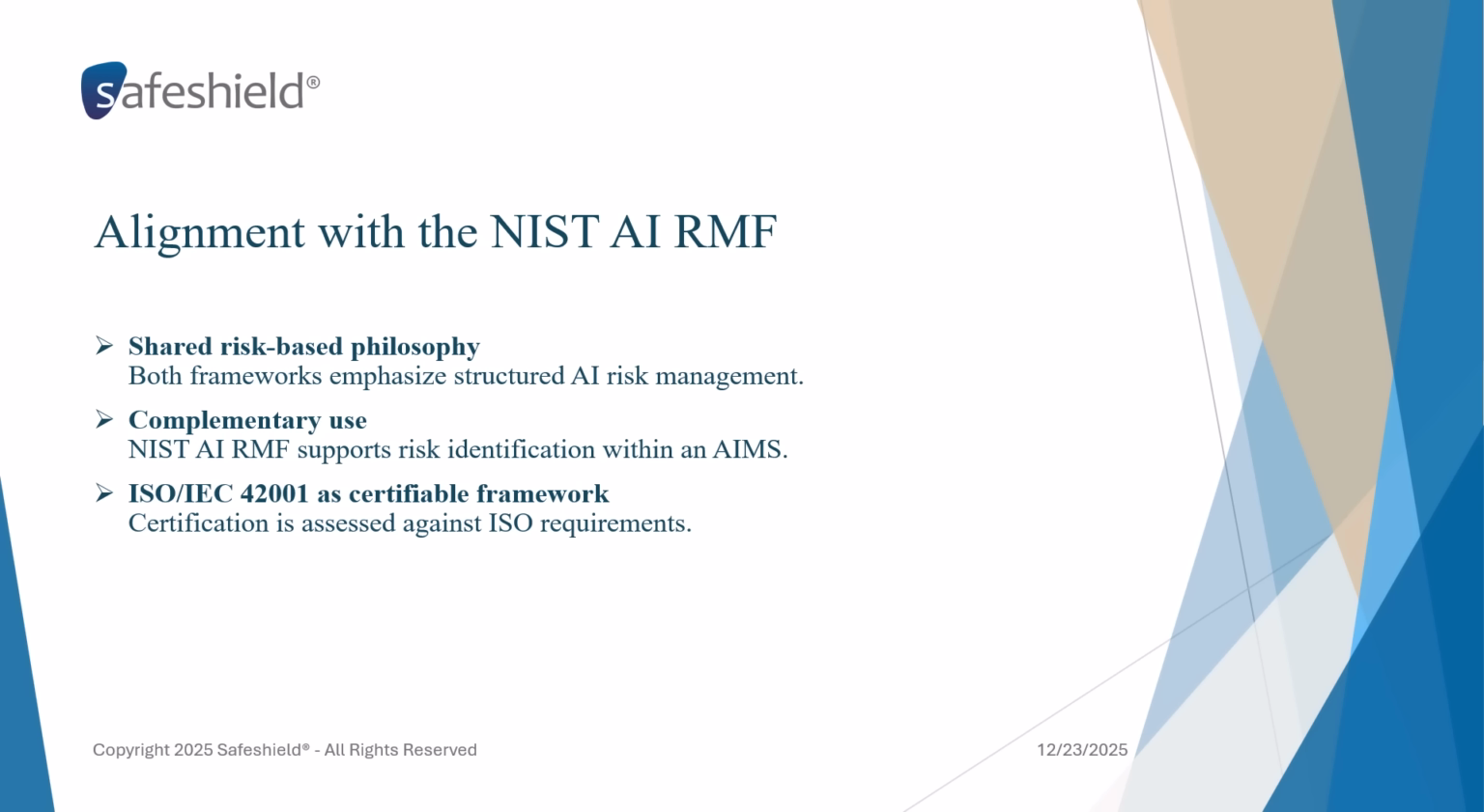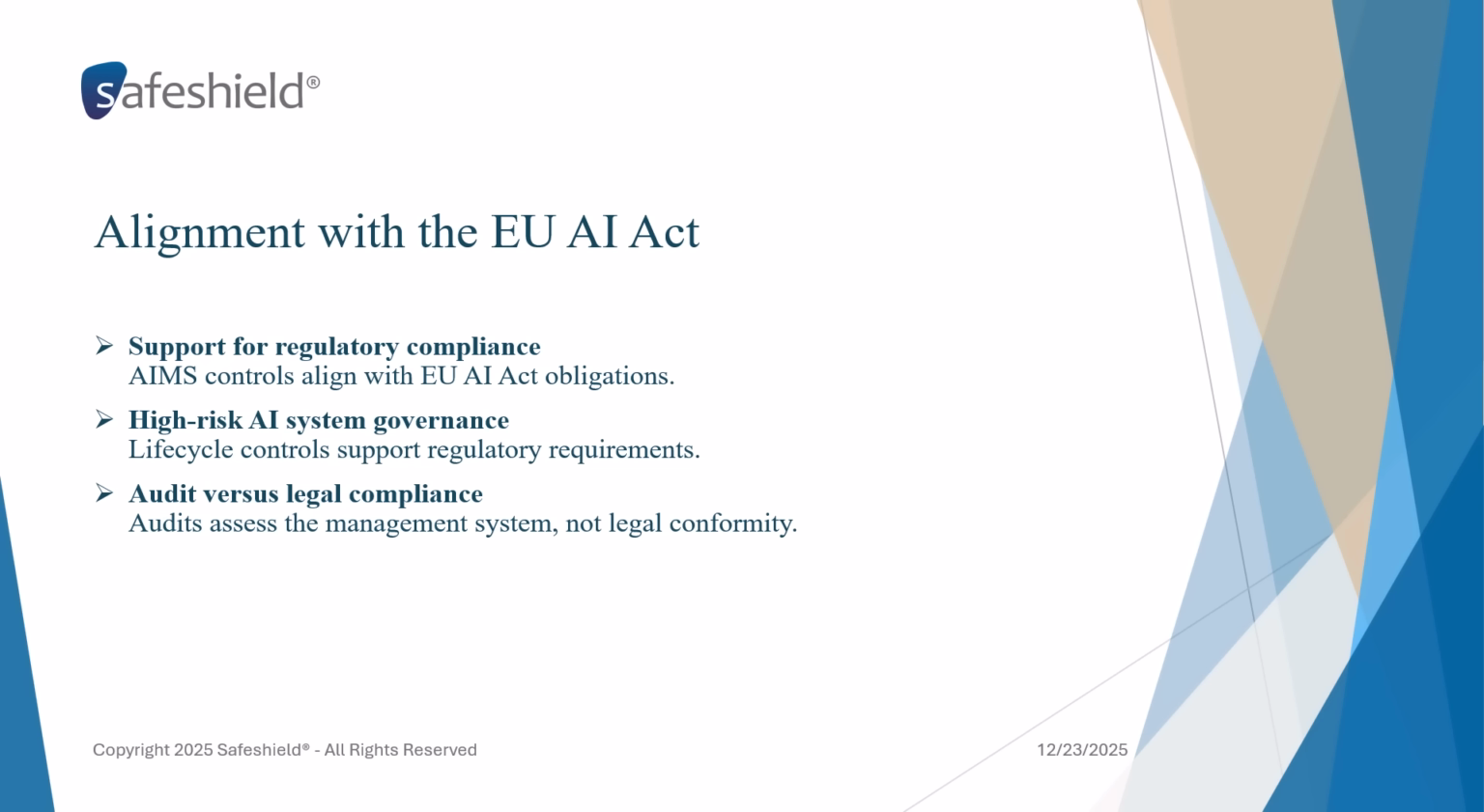ISO 42001 supports organizational readiness for compliance with the EU Artificial Intelligence Act by providing structured governance and risk management processes. While ISO 42001 certification does not certify legal compliance, many AIMS requirements align with obligations for high-risk AI systems under the EU AI Act. Lifecycle governance requirements support key regulatory expectations such as risk management, data governance, technical documentation, record retention, and post-deployment monitoring.